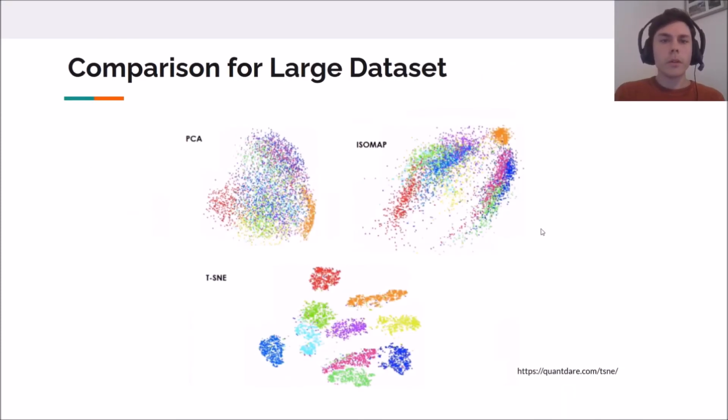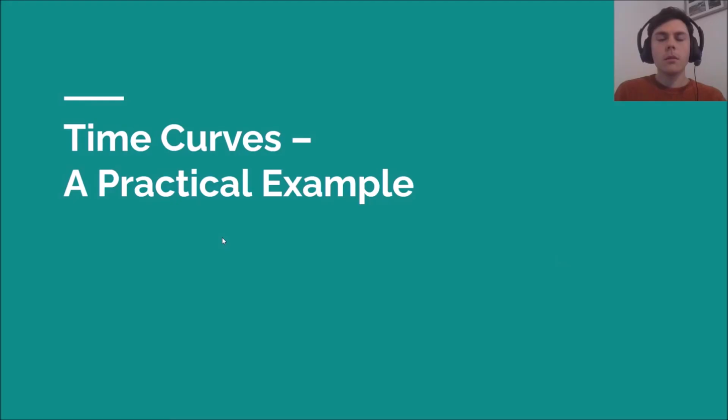Here a quick comparison of using these different techniques that shows you that in terms of clustering, things like t-SNE or UMAP work much better than the older techniques of PCA and Isomap, but they also have their strengths.